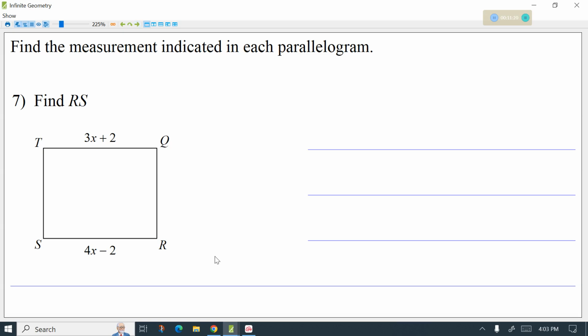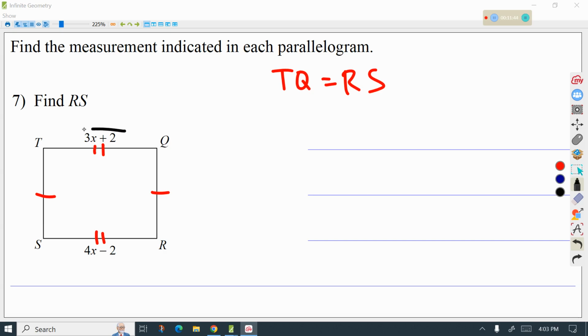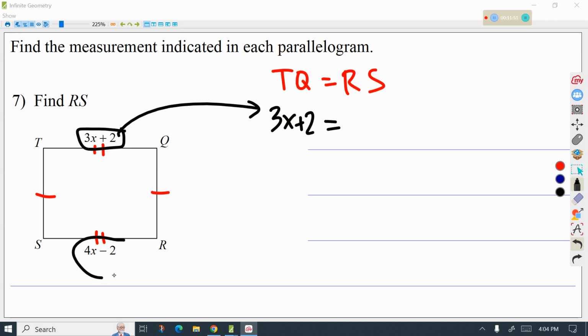Okay, in this problem that we did in class, we understood the idea before we did the proof. So I'm just telling you guys as a fact that parallelograms have opposite sides that are equal. So TS equals QR and TQ equals RS. So we could write TQ equals RS, and then now I can substitute in those values, right? Because this is equal to TQ, I could plug that in there, 3x plus 2. And because this is equal to RS, I could plug that in for RS and write 4x minus 2.